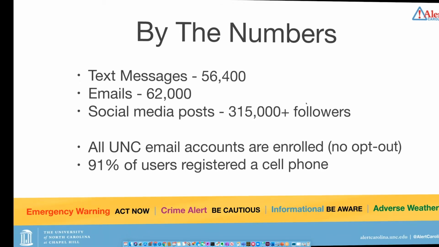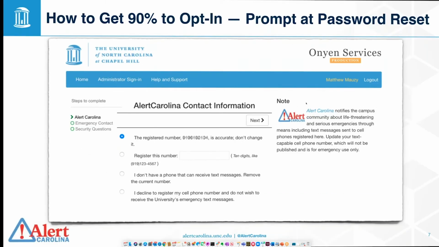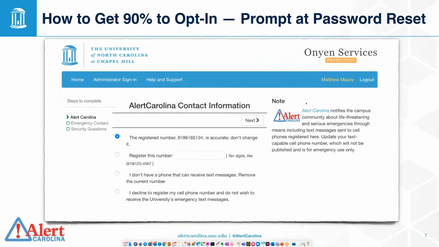And if I just moved one more slide further, I would have shown exactly that. So this is the screen that is in front of their process for renewing their user password. And so you can see over on the left, it's the first one. We're requiring that they update their Alert Carolina contact information even before providing their emergency contact, and then their security questions so that they can self-reset their username and their password in the event that they forget it.